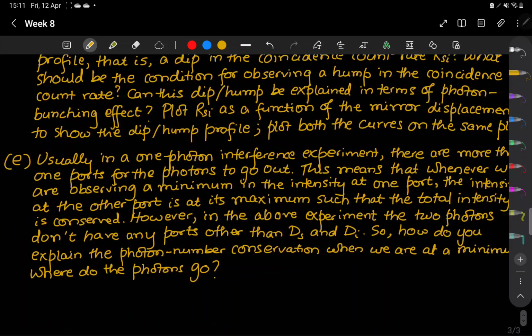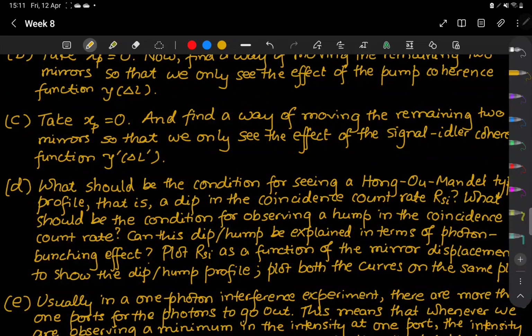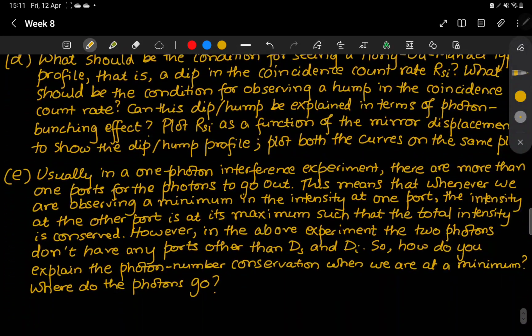Then part E. Usually in a one photon interference experiment, there are more than one ports for the photons to go out. This means that whenever we are observing a minimum in the intensity at one port, the intensity at the other port is at its maximum, such that the total intensity is conserved.